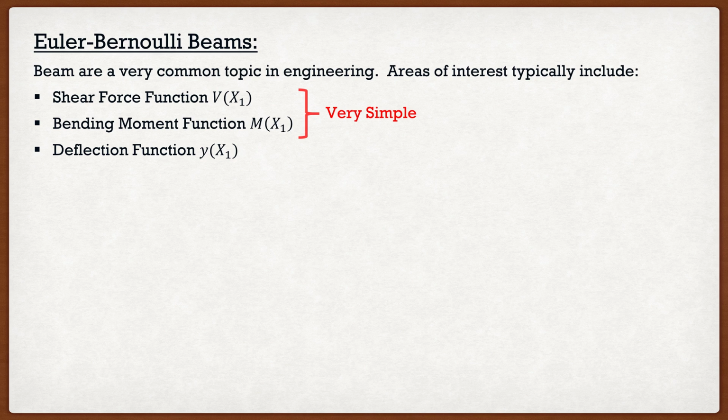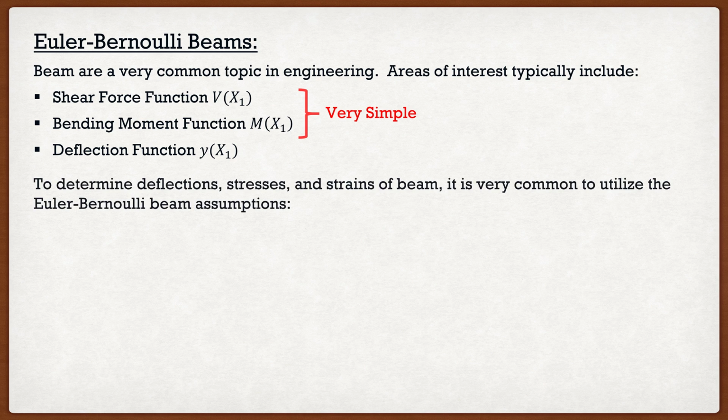So, of course, deflection is something we must also analyze, and this is where things become a little bit tricky. Deflection is not always easy to figure out, and as we're going to see, Euler-Bernoulli beams offer a very nice way of finding these deflections. So to determine these more complex things, such as deflections, stresses, or even the strains of beams, it is very common to utilize Euler-Bernoulli beam assumptions. People usually list these assumptions differently. Some people lump the assumptions into one, some people spread them out. For me personally, I make it into four basic assumptions.